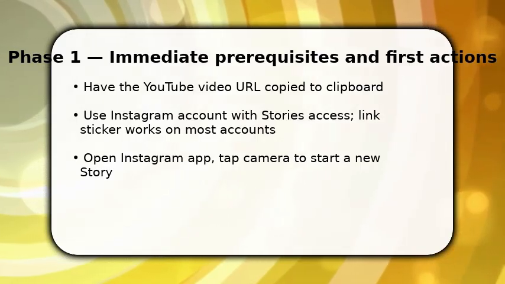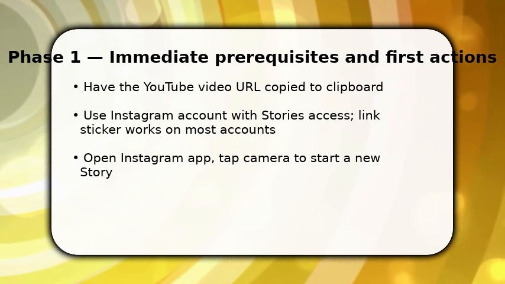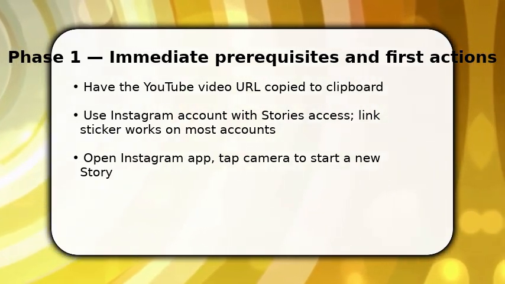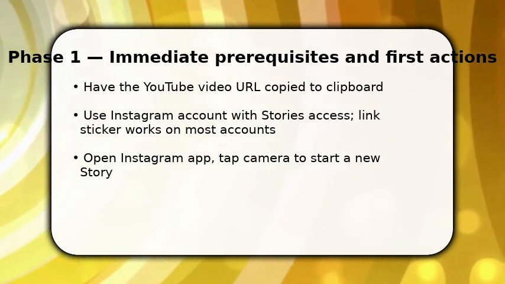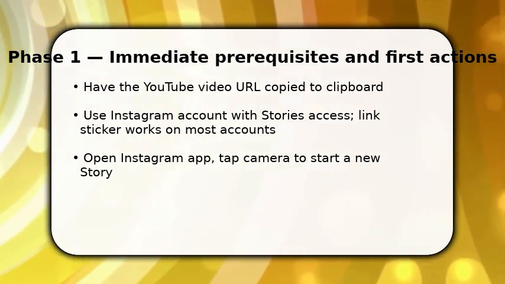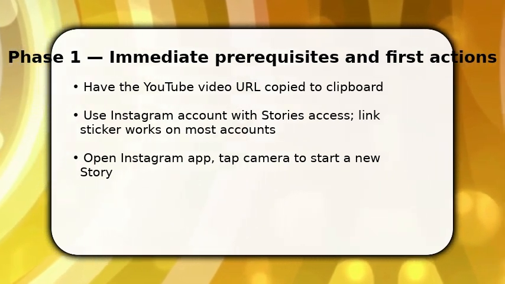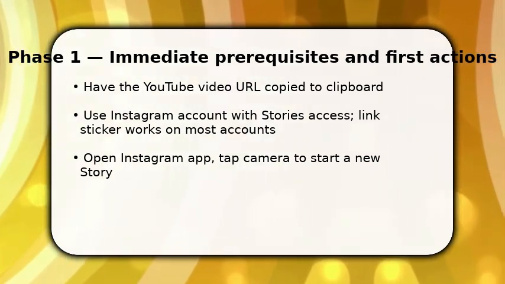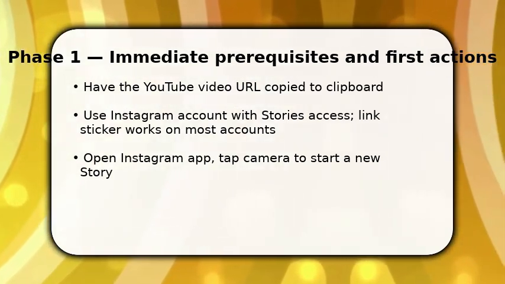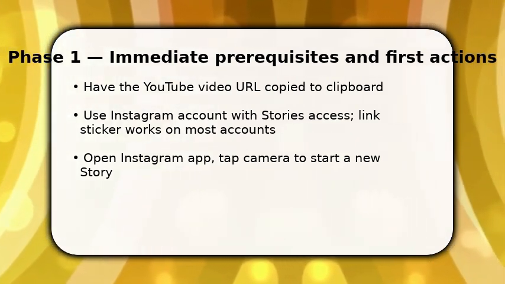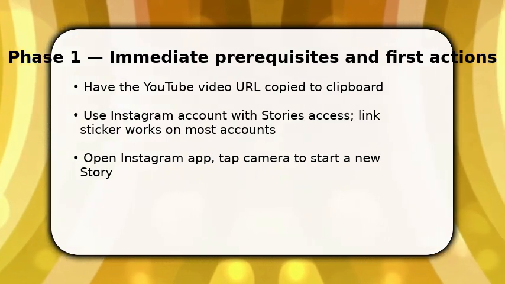You start with the YouTube video open. Copy the full URL so you can paste it later. Once done, make sure you're logged into the Instagram account you want a post from, because account type can affect stickers. Tap the camera icon to create a story. Choose a photo or video background now. You're setting the stage. This first step saves time and prevents permissions trouble, so pause here only to verify the copied link in your clipboard.